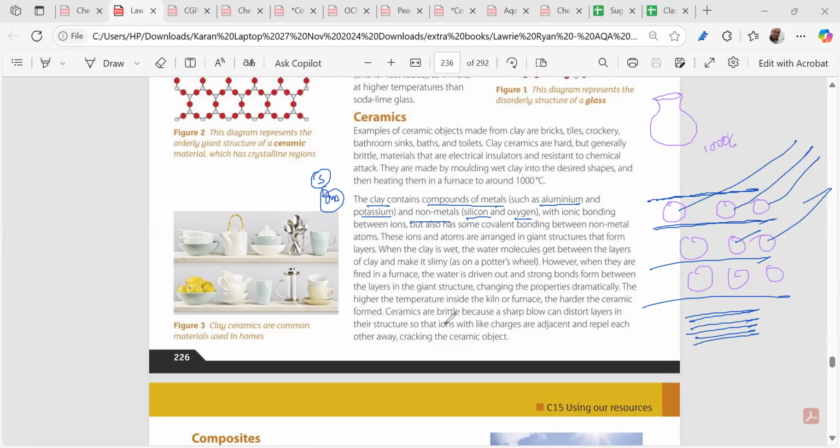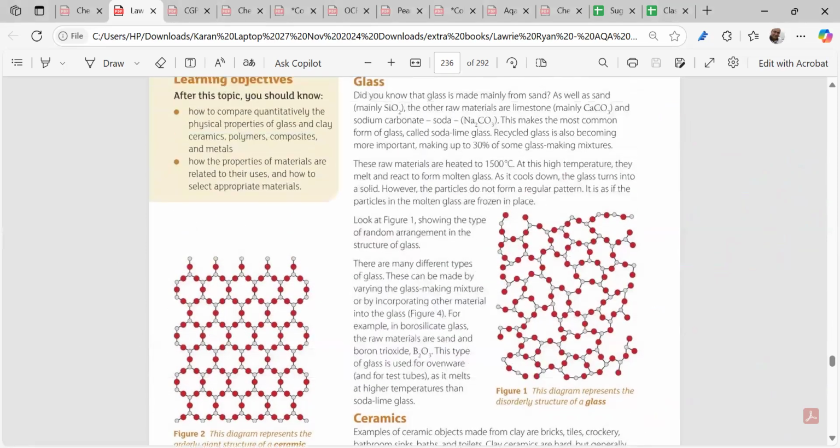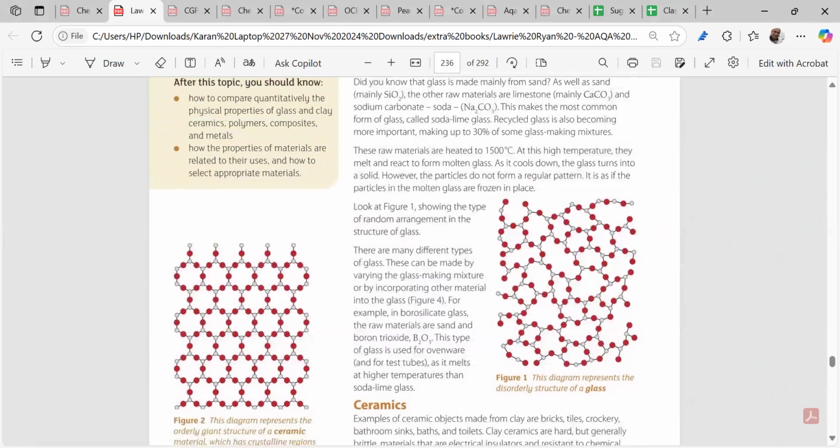The disadvantage of ceramic is that it is brittle. It is very brittle, and a sharp blow will damage that. So this was all about the glass and the ceramics we have. Fine.